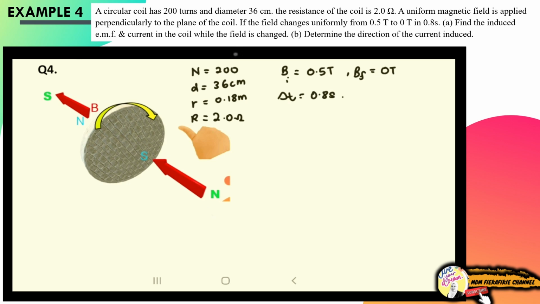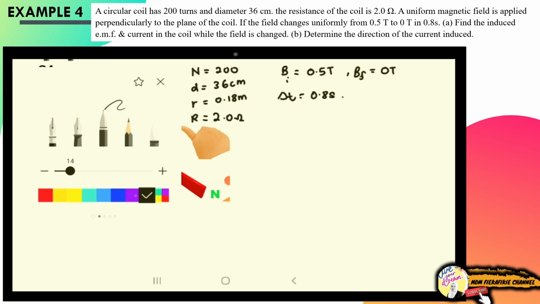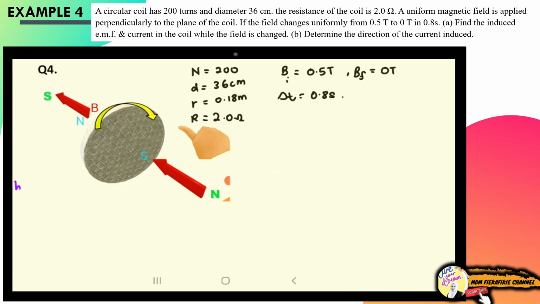Okay, you can see here we have the change in magnetic field. So saya tulis kat sini, there is a change in magnetic field, so we have dB over dt. So when there is a change in magnetic field, there is a change in magnetic flux in a coil. So when there is a change in the magnetic flux, there is an induced EMF produced.